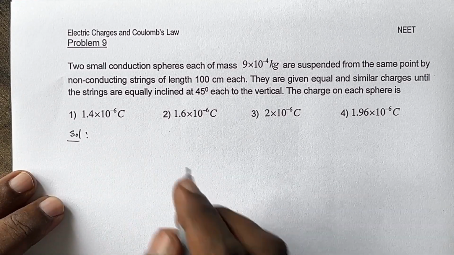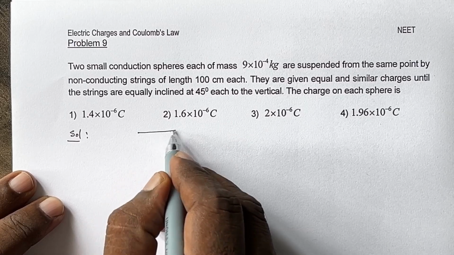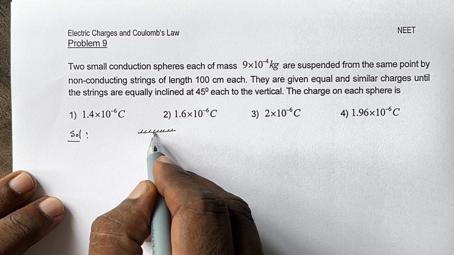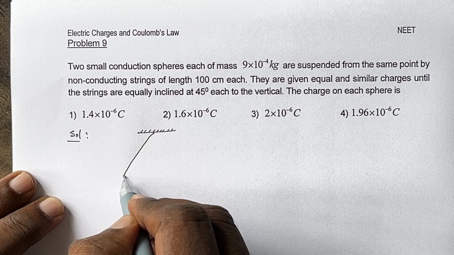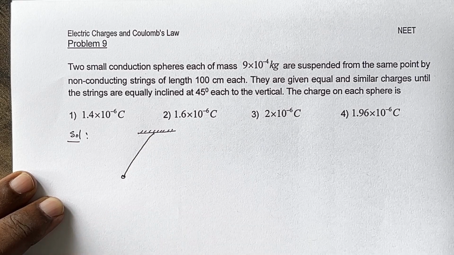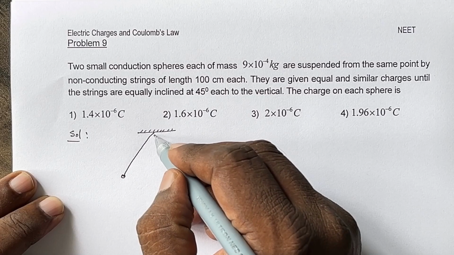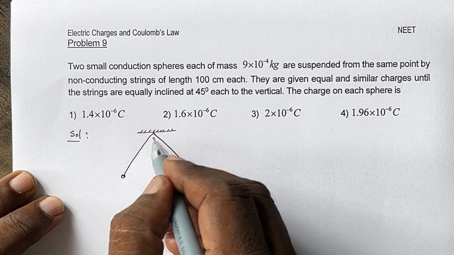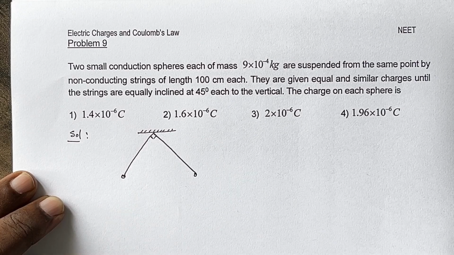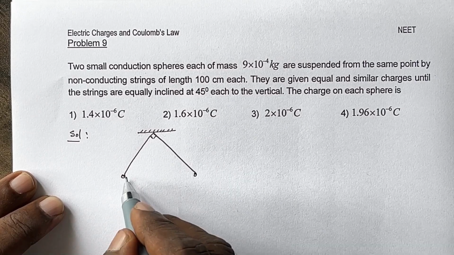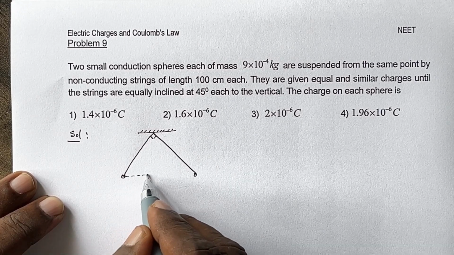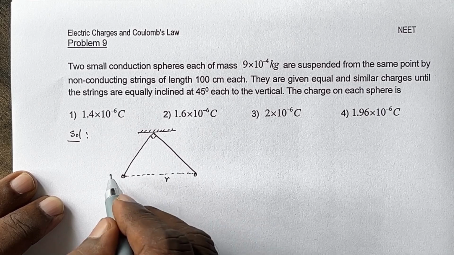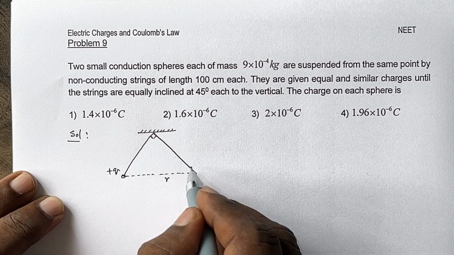What they are saying, this is one rigid support. Both are suspended from the same support, but the angle between them is 90 degrees. This is the 90 degrees here. So let the distance between them be r. Both are having the same charges.